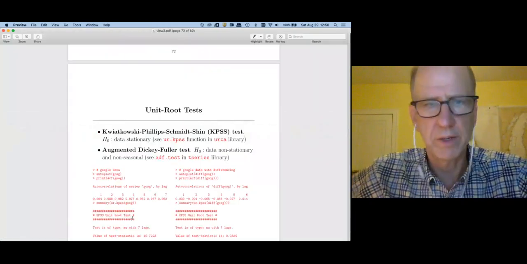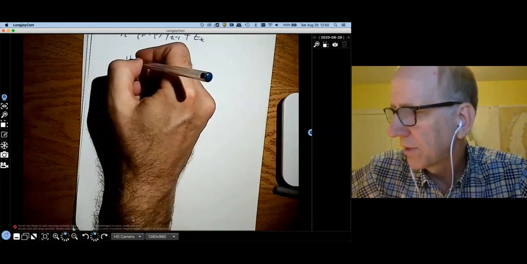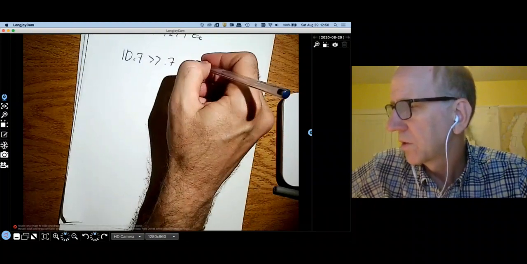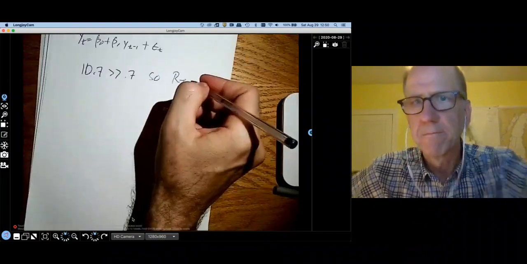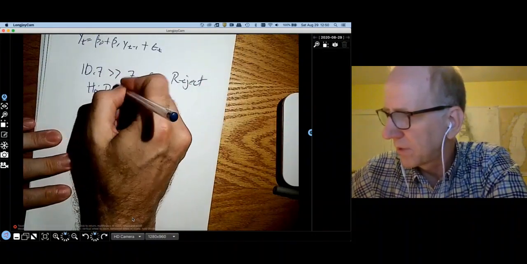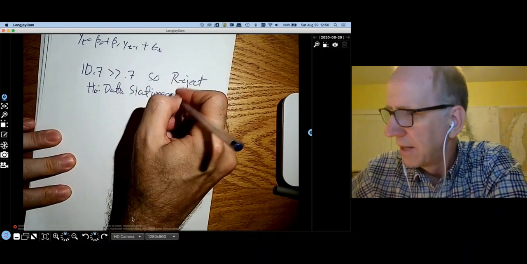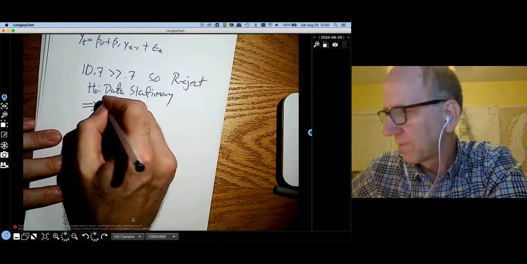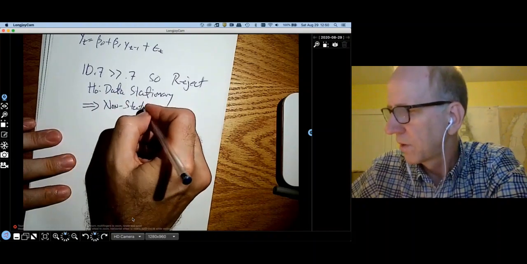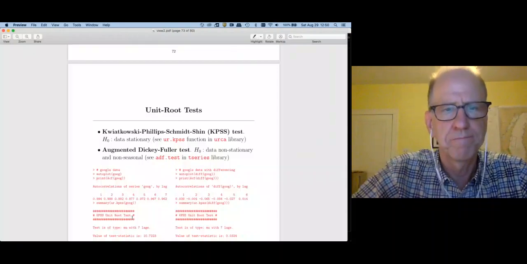Why don't we just go write it here? So 11 or 10.7 is much, much greater than 0.7. So reject H0, data stationary. So this is telling us we have non-stationary data. That is our conclusion. We've got a non-stationary time series.